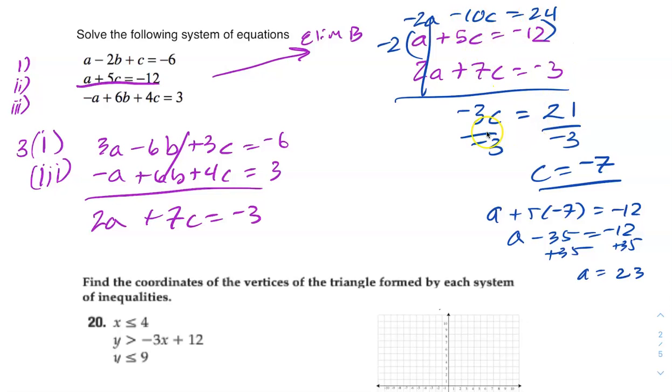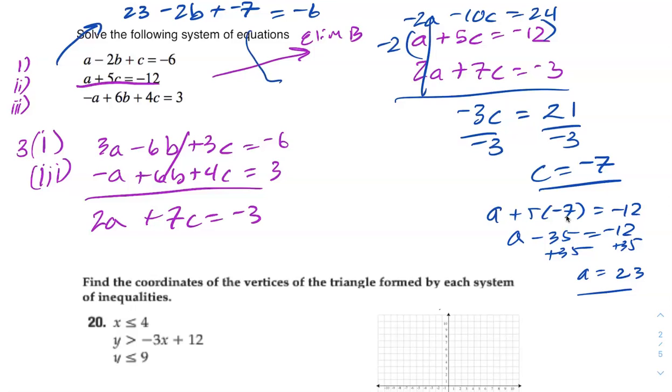That's right. That's -7. -35. Yeah, it looks all good. Just a little funky. So I have A and C. Now you plug back into any one you want to find your B. I'll plug it into this one. So 23 minus 2b plus -7 equals -6.